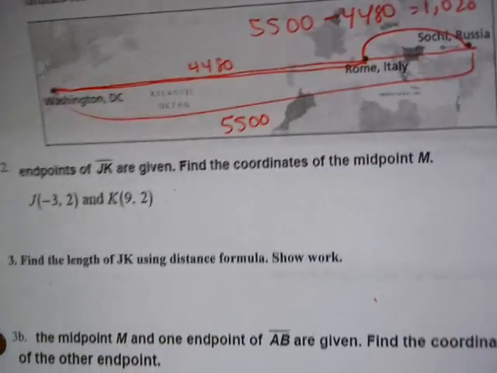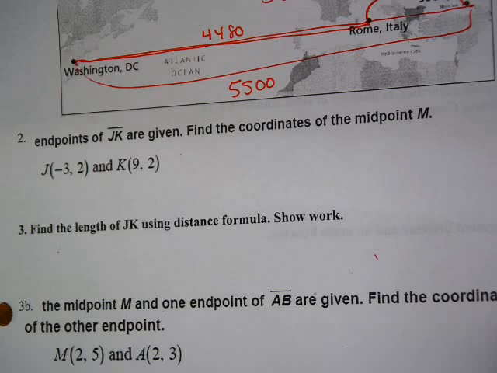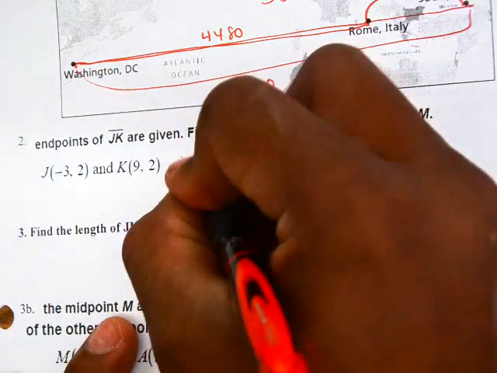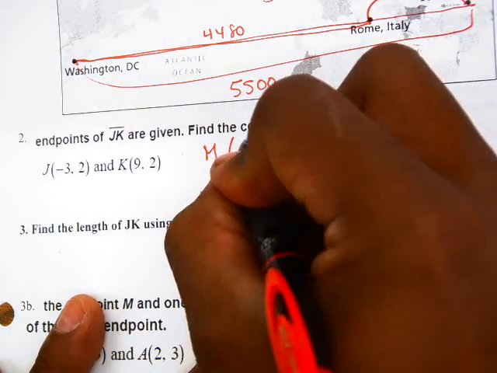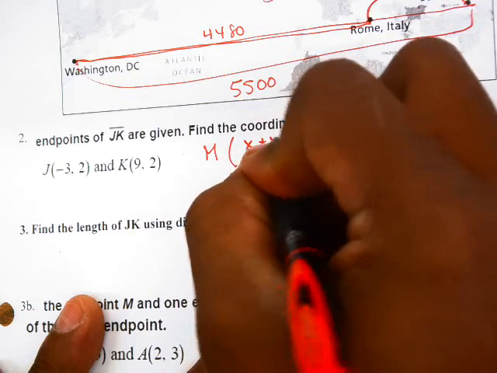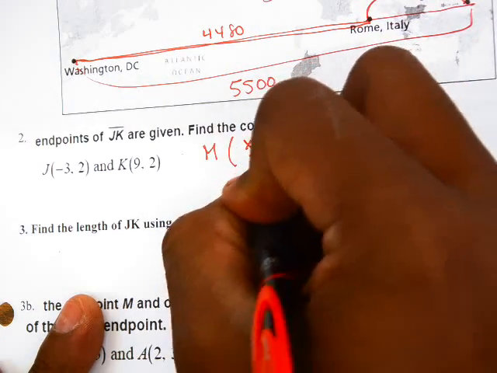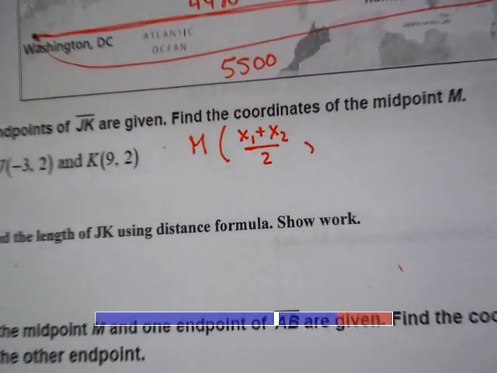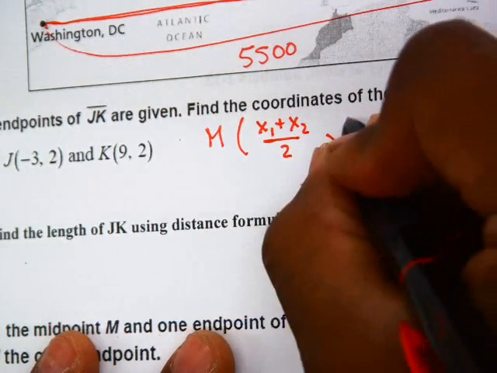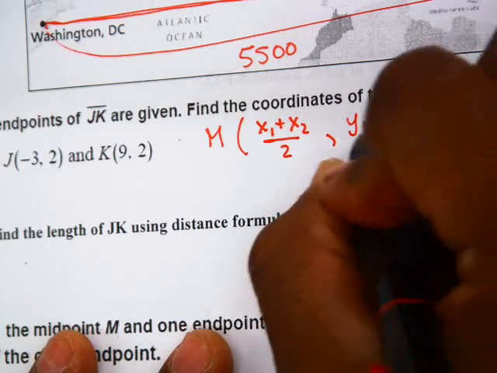Number 2, the endpoints of J and K are given. I'm supposed to find the coordinates of the midpoint. Well, I need to make sure I know the midpoint formula. So to find the midpoint, you take the average of the x's, meaning you add the first x and the second x together and divide by 2. And you take the average of the y's, meaning you add the first y and the second y and divide by 2.